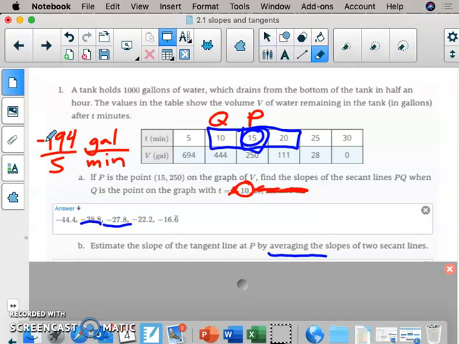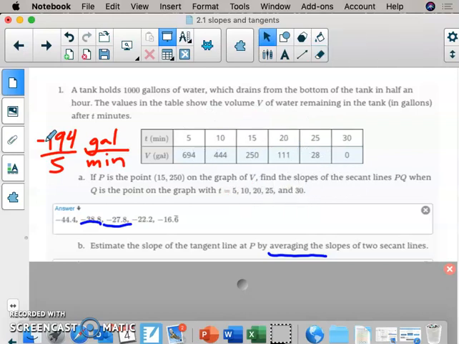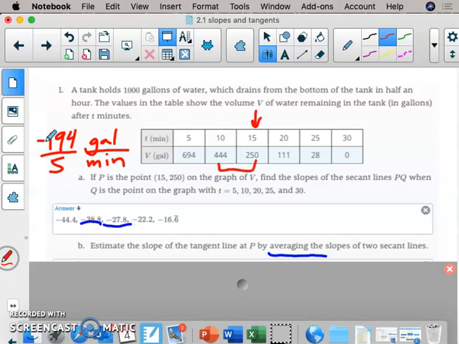You can, but they don't make you. So if on the College Board they give you a table and say, give us an approximation or an estimate for the slope at 15, you can do any of the following. You can find the slope from 10 to 15 and say that's your answer. You can find the slope from 15 to 20 and say that's your answer. Or you can find the slope from 10 to 20 and say that's your answer, because it's the closest interval that has 15 in the middle.